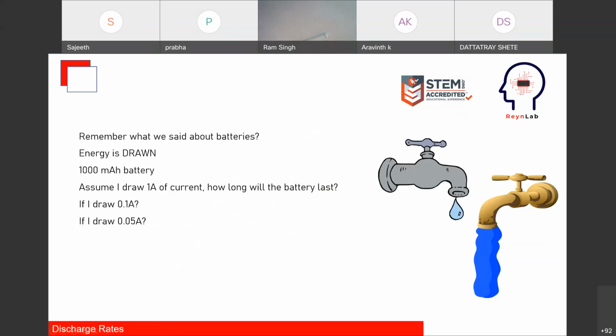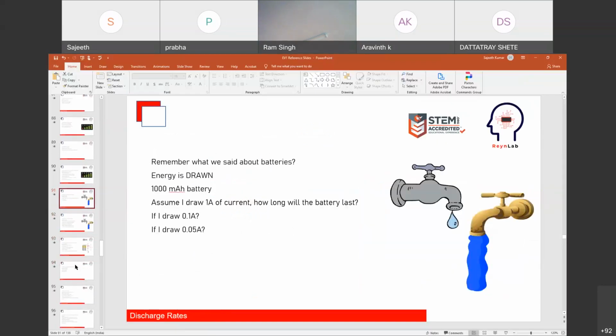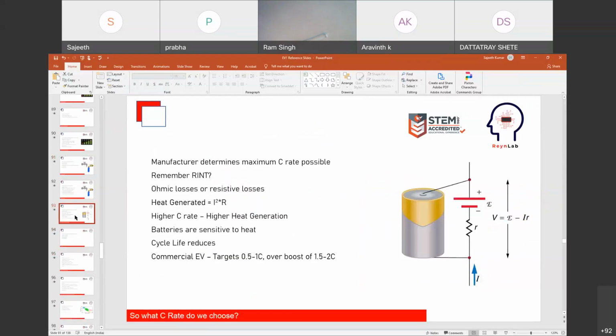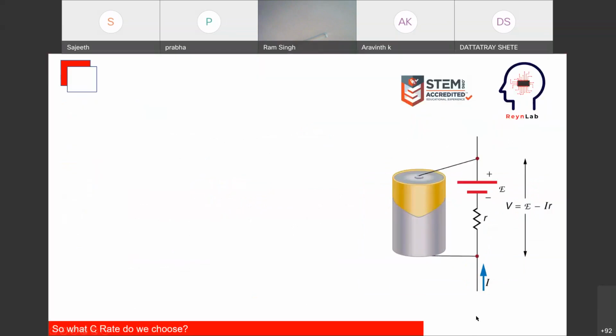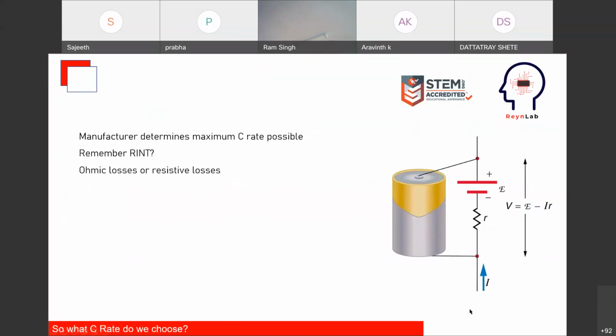But let's quickly skip this and go to the more interesting parts. This is basically about how we calculate discharge rates and other things, so I'm going to skip this, right? Now let's look a bit more into the cells. So forget C rates, but let's look at cells.